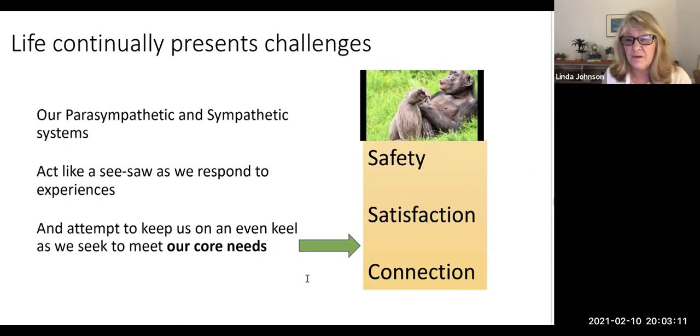And in fact, let's write them in the chat as a method of quiz question. What are your three core needs? They are safety, satisfaction, and connection. And what we want to do is cultivate a feeling inside that we are able to meet these core needs. So good job, you guys, writing down safety, satisfaction, and connection. Those are the three core needs of human beings and mammals, but we have the ability to self-cultivate them within ourselves, right? Regardless of what's going on in the external environment.